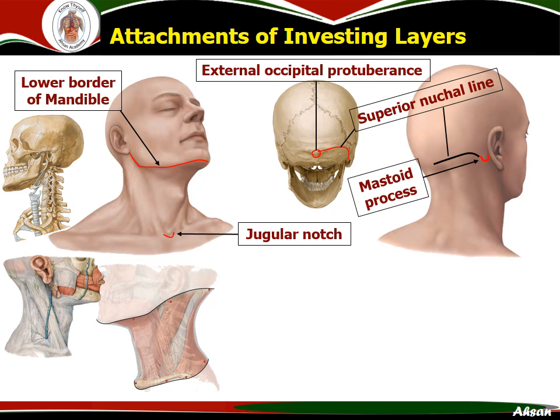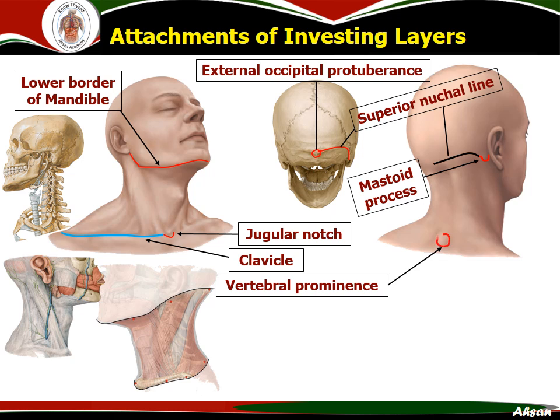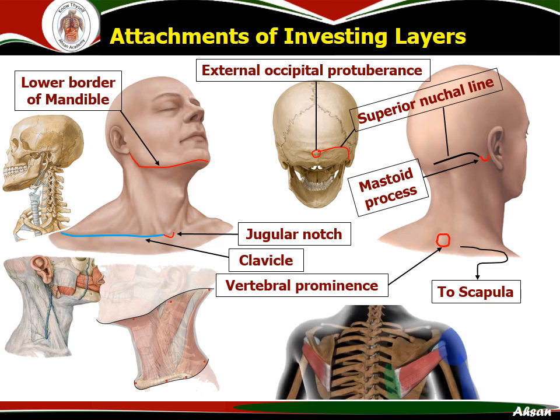If we look below, the jugular notch of the manubrium sterni, then on either side we'll get the clavicle. So this fascia is fused to these two areas, and let us go back, we'll find this vertebral prominence, it is fused here, but in between these two it continues below and is attached to the spine of the scapula. You can see that this is the area. It is extending up to the posterior surface of the thorax to the spine of the scapula.